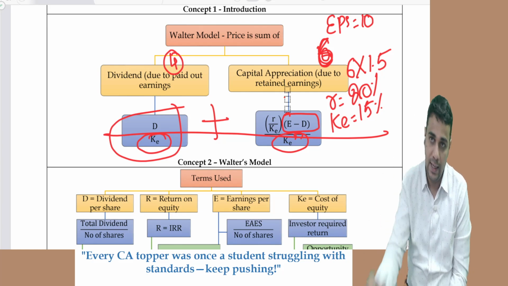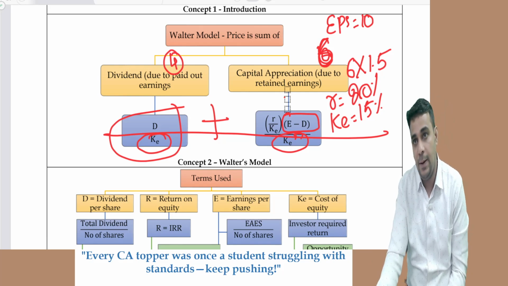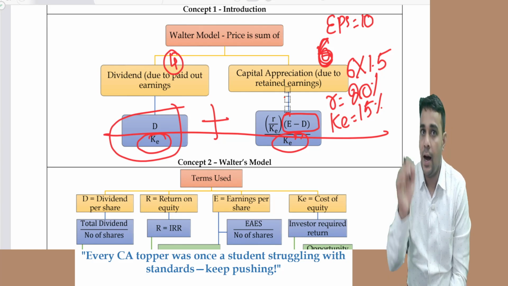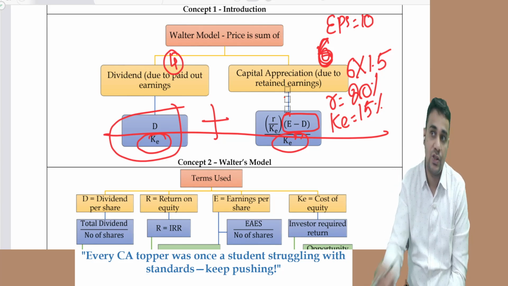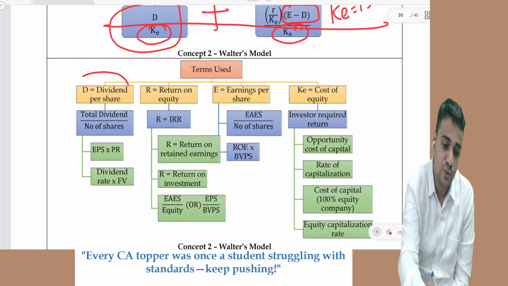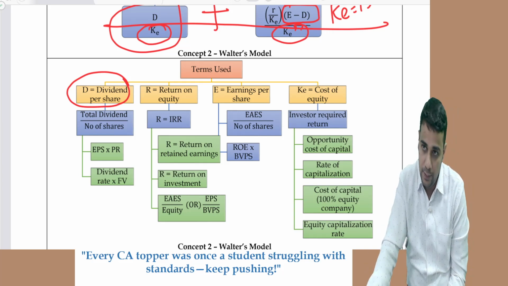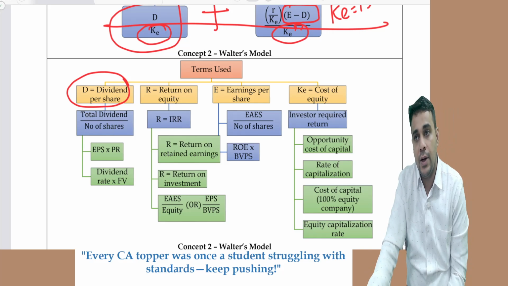D by KE plus R by KE into E minus D, whole divided by KE. Now, what are these terms? D refers to dividend per share. What is dividend per share? Total dividends divided by number of shares.